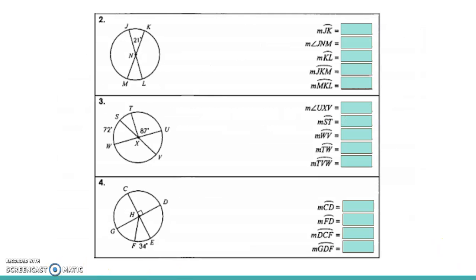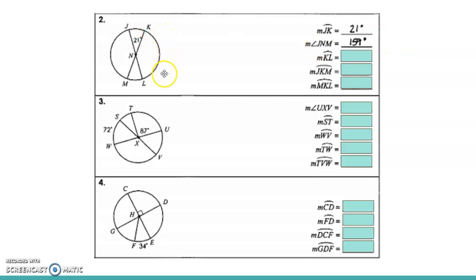We're going to look at a couple more problems. So with number 2, we're looking first for the arc of JK. I see that that central angle is 21 degrees, so the measure of the arc is 21. Then the next question is looking for the angle of JNM. So if we look, JNM and angle JNK form that supplementary angle, 180 degrees. So we're going to subtract 21 from 180 to get 159.